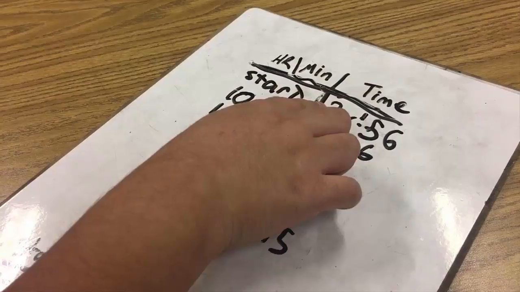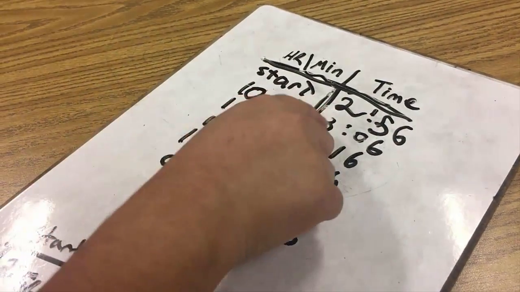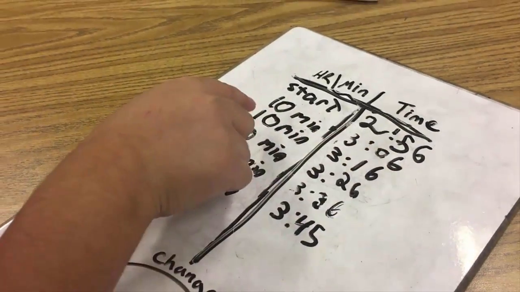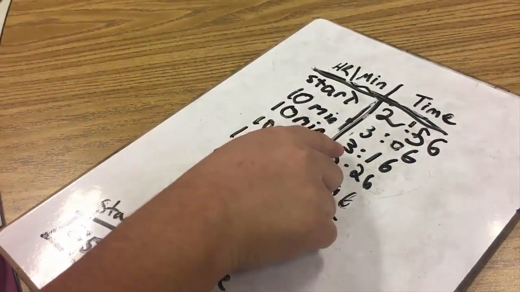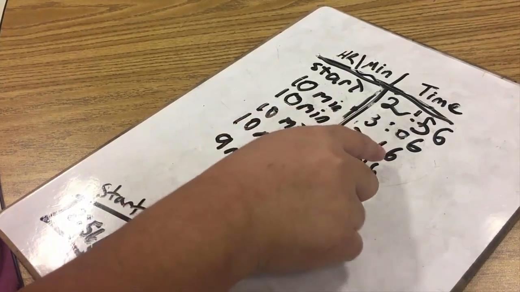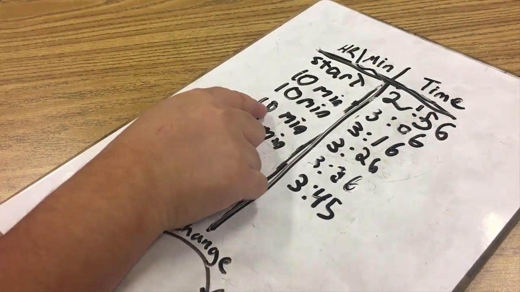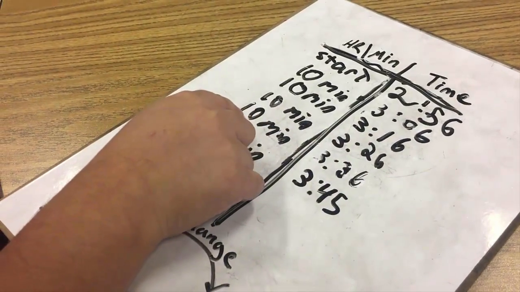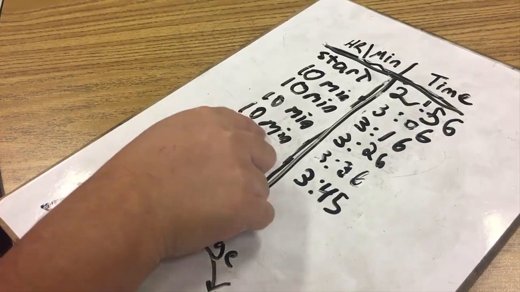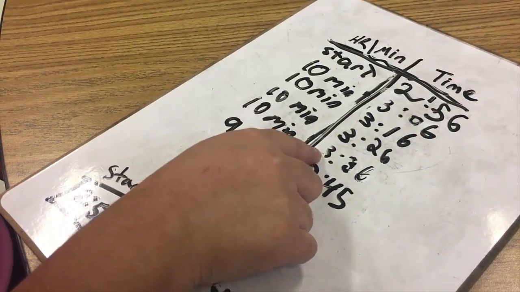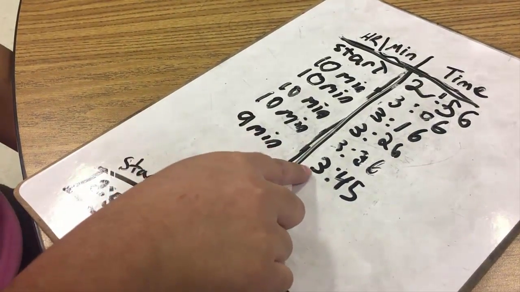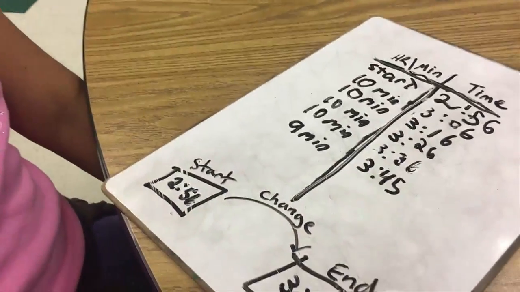I start at 2:56 and add 10 minutes and I got 3:06, and I add another 10 minutes and got 3:16. Add another 10 minutes and got 3:26, and another 10 minutes and I got 3:36, and I add 9 minutes and I got 3:45.